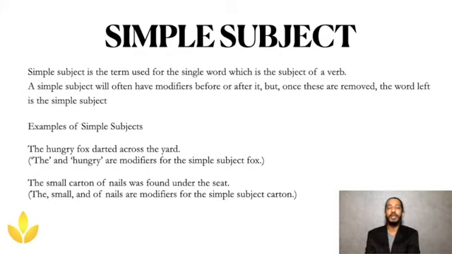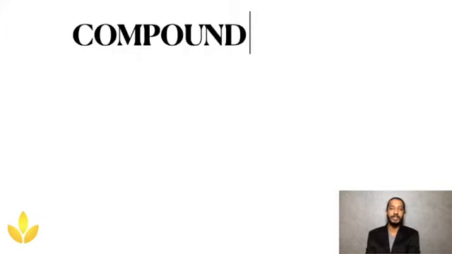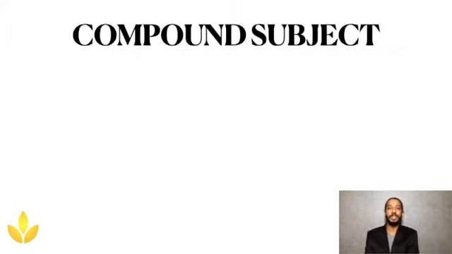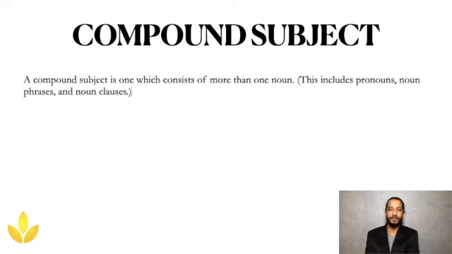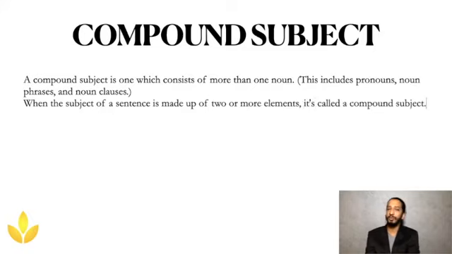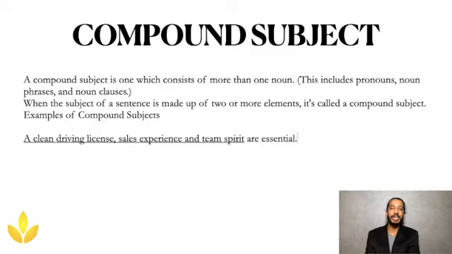Now let's see what a compound subject is. A compound subject is one which consists of more than one noun. This includes pronouns, nouns, phrases, and sometimes even noun clauses. When the subject of a sentence is made up of two or more elements, it is called a compound subject. Now let us look at a few examples here. A clean driving license, sales experience, and team spirit are essential.